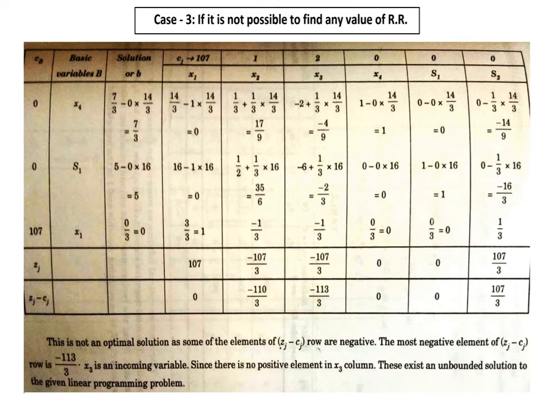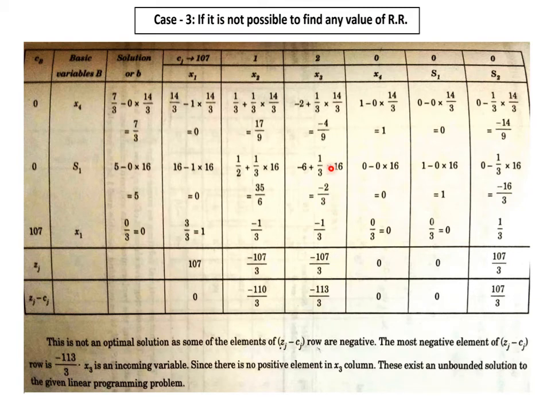Case 3, if it is not possible to find any value of replacement ratio. Like this is a table of any linear programming problem which is solved through simplex method, and Zj minus Cj, if you look at it, minus 113 upon 3 is the most negative value, so it is the entering column and x3 is the entering variable. What is the problem? Minus 4 by 9 is the first value in this column, then minus 2 by 3 is the second value, and minus 1 by 3 is the third value.